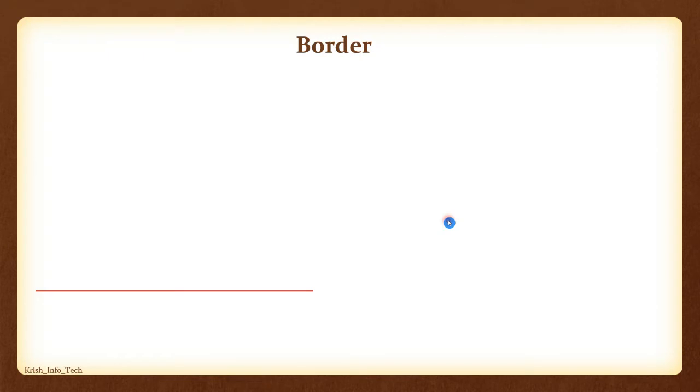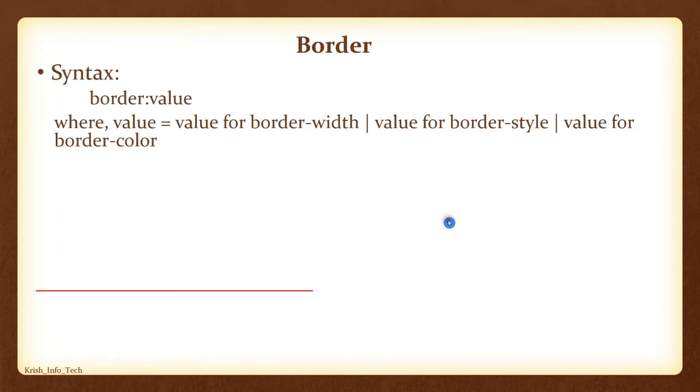Okay. So next we are going to see the syntax of it. Border colon value. Here in the place of value, we are going to give the value for border width, value for border style, and value for border color. All the 3 things we can give inside this value.